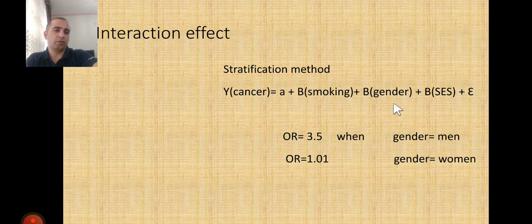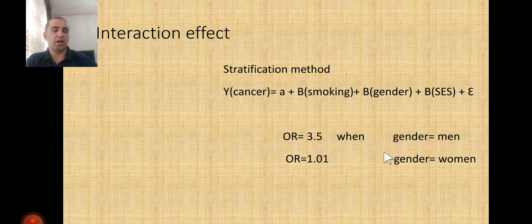You run this regression model once for men and a second time for women, and eventually you see the association between smoking and lung cancer in each category. As you can see, the odds ratio in men is 3.5 and in women is 1.1. So the impact of smoking on lung cancer in men is obviously higher than in women.